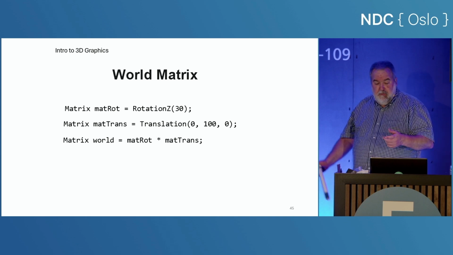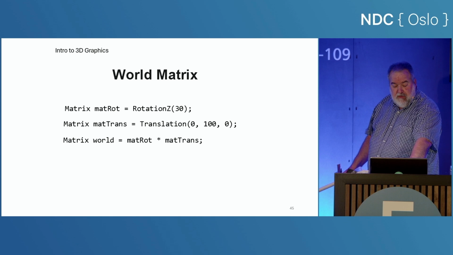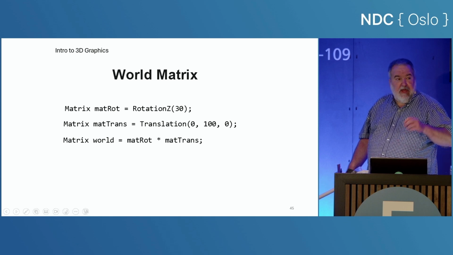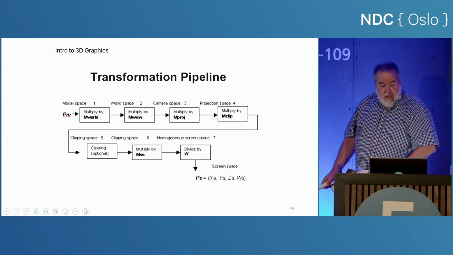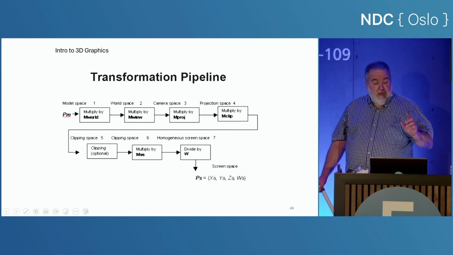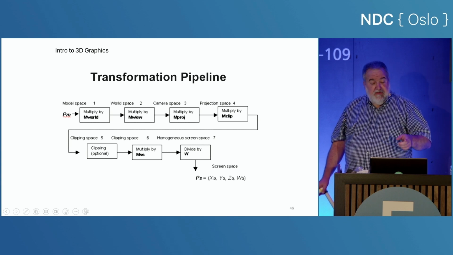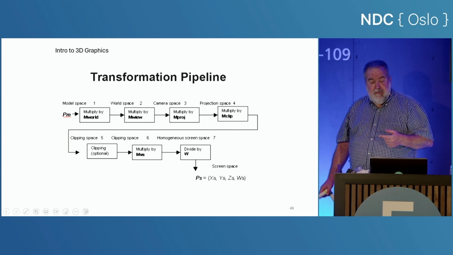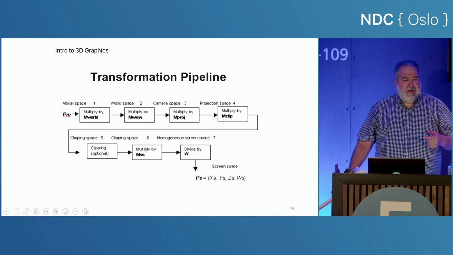World matrix: you rotate your object and you translate it, and you multiply those matrices, and that's your matrix for multiplying against the points of an object to move it to where you want in the world. And the transformation pipeline goes from model space to world space, camera space, perspective space. There's some clipping operations that you can do. I've actually skipped those. And homogeneous screen space is an extra divide operation that happens.